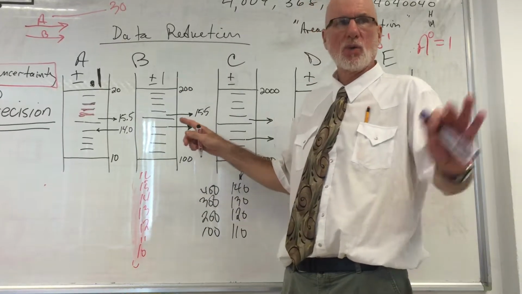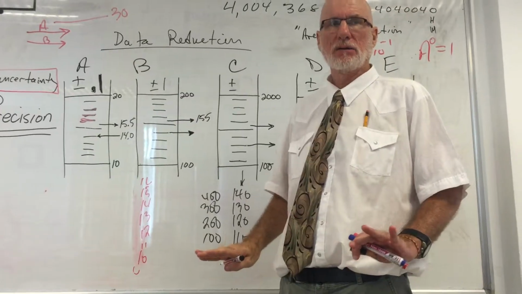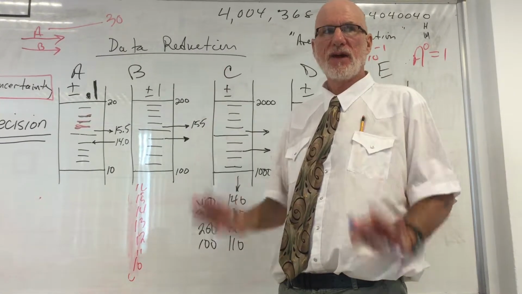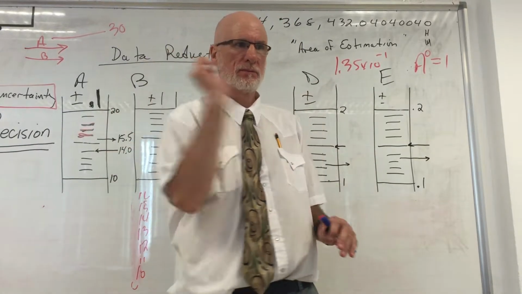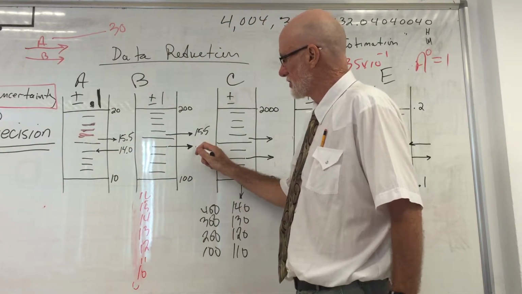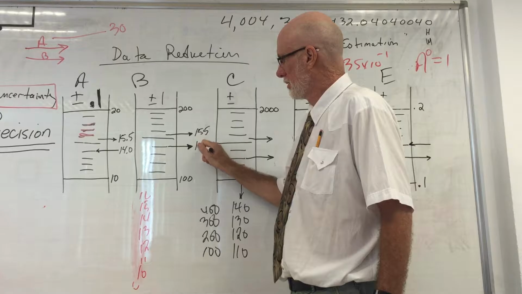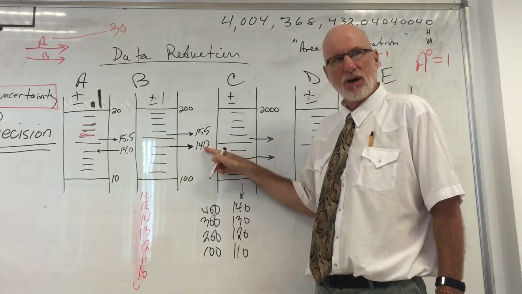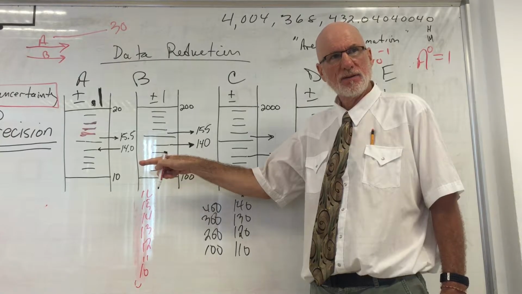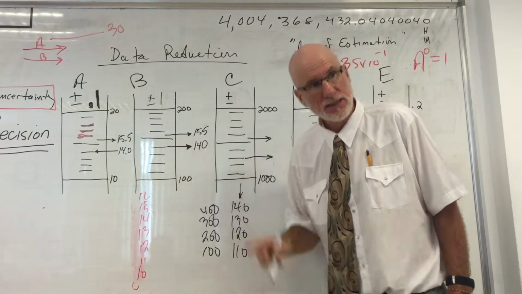Do that one. This is a little weird. We have to do this one together right now. There's a convention that you have to know. Okay? You ready? What's this answer? 140. Did we do this yesterday? Is that zero from the instrument? Yes, it is. That's right.